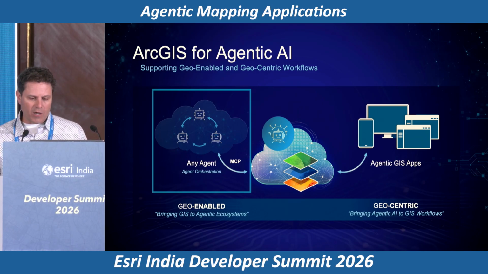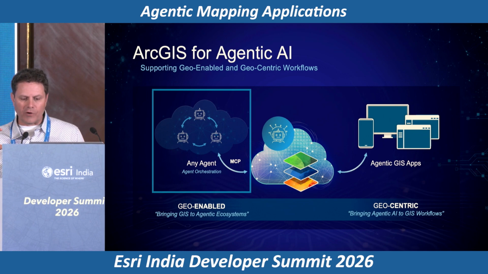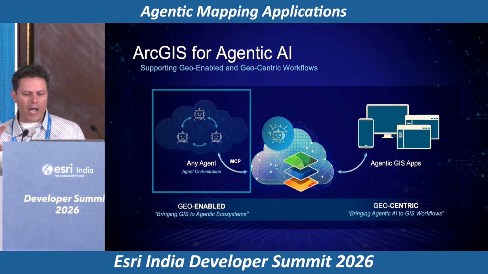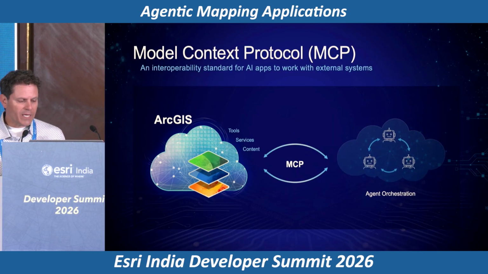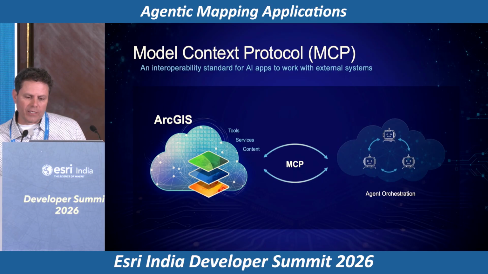Now let's focus on the left side of this diagram, where we'll talk about how we're bringing GIS to third-party agentic ecosystems. And we do this by leveraging standards. Currently the de facto standard to do this is through Model Context Protocol, MCP. It's a protocol that makes external systems AI friendly.